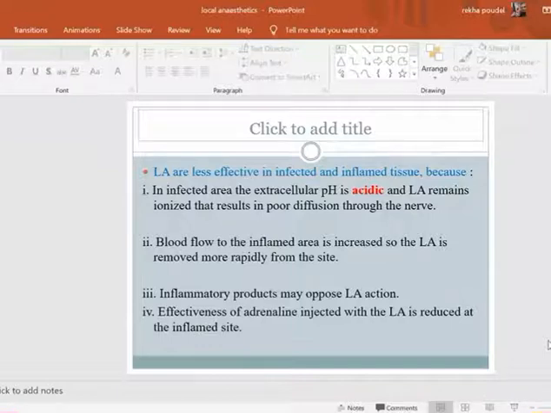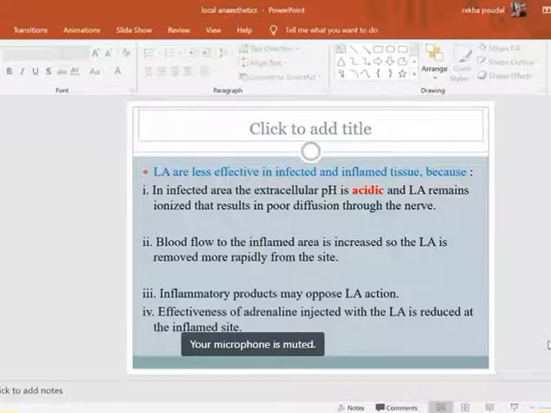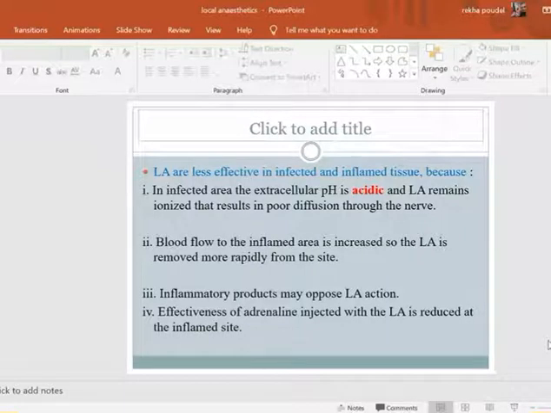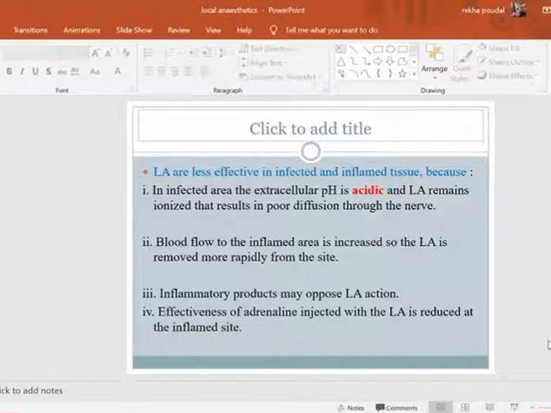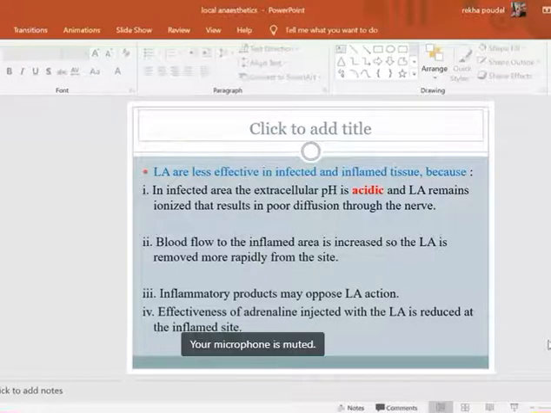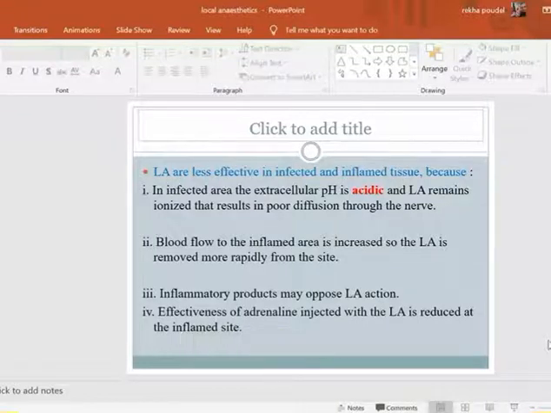That's why it has less effect in the infected tissues. And the blood flow to the inflamed area is increased, so the local anesthetic is removed more rapidly from the site. Whenever there is infection or inflammation in any area, there will be more blood supply to that area so that the area can get enough oxygen and be healed soon. So when we inject the local anesthetic in that area, due to the increase in blood flow, the drug will be removed more rapidly from the site. So local anesthetic drug will have decreased effect in the inflamed tissue.